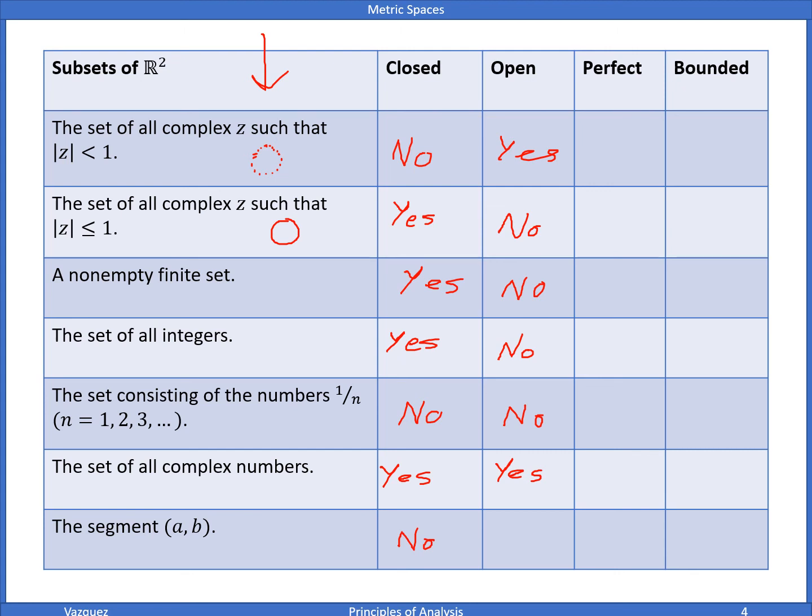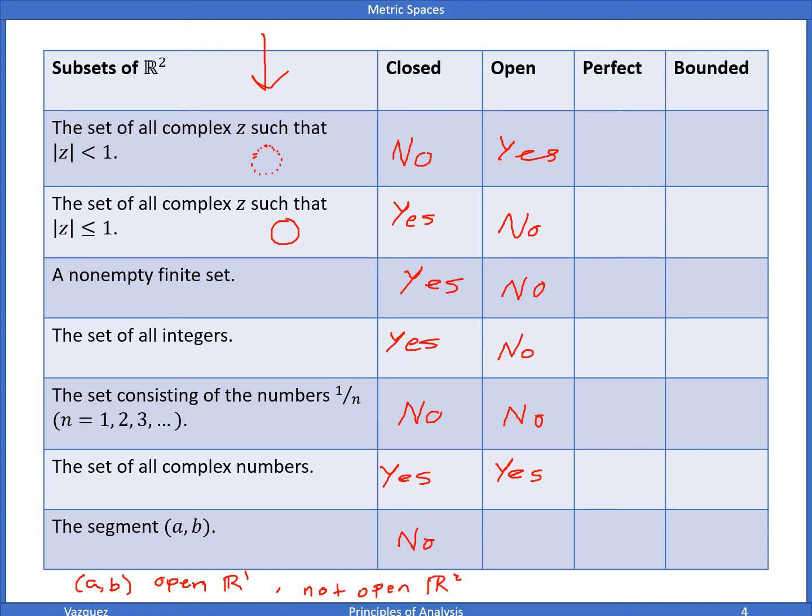And the reason we leave it blank is because AB is open in R1 but it's not open in R2. And I'll go over the reasoning shortly, but try to think of why that's the case. We're going to move on to perfect.